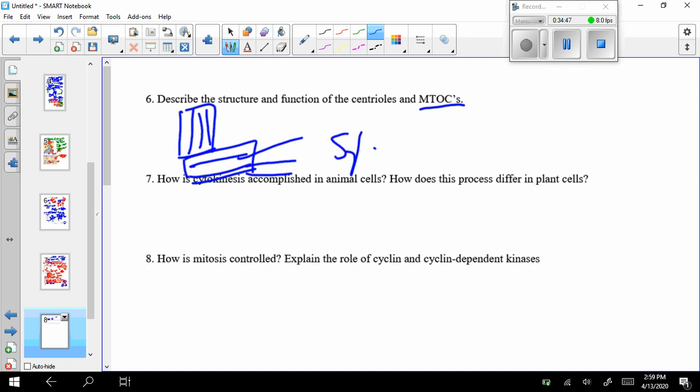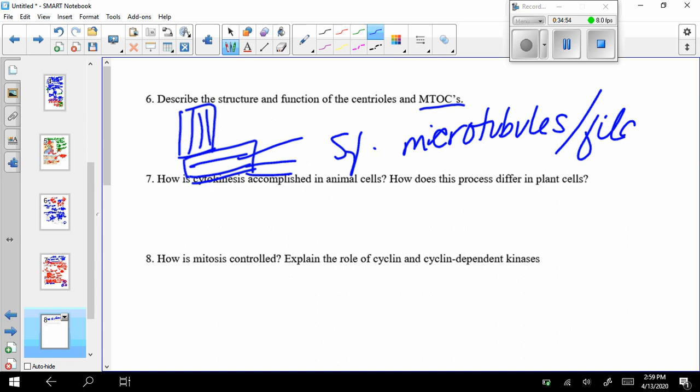So spindle fibers are microtubules, or even microfilaments, because they're a little bit thinner and smaller, that branch out from my microtubule organizing center, which is my centriole. These also separate and go to the two poles of the cell so that they can make the spindle fibers go towards the middle.